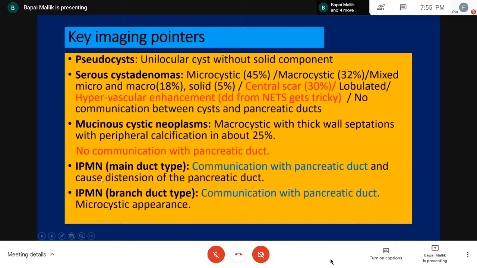IPMNs, both of them, communicate with the pancreatic duct. In the main duct type, there is a distension of the major pancreatic duct, whereas in the IPMN of the branch duct type, they have more of a microcystic appearance.